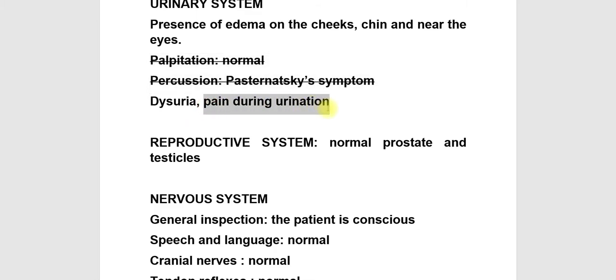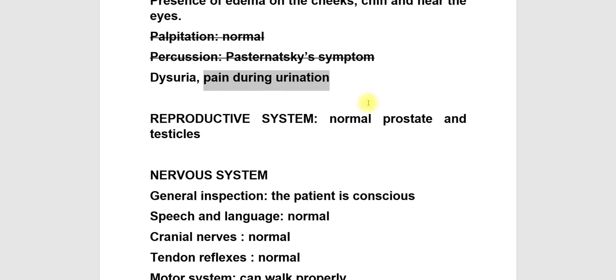Pain during urination. Okay, this is an important symptom. Actually, you have to describe if this pain occurs at the beginning of the urination, at the end. Is it getting stronger during urination? Is this pain constant? When did this pain occur? And so on. So, okay, let it be pain during urination.